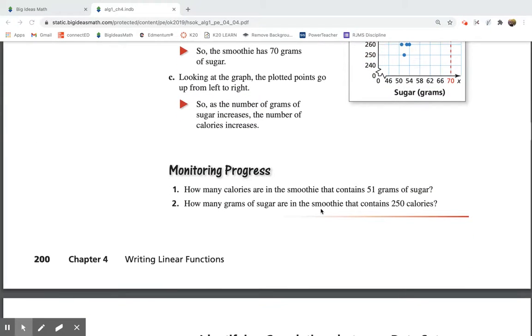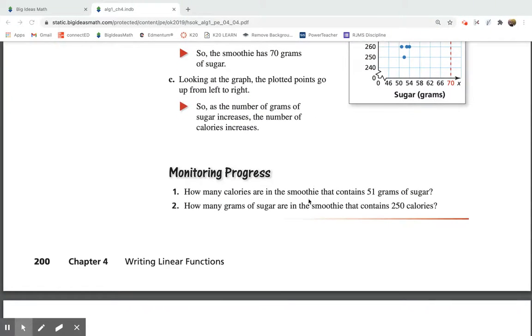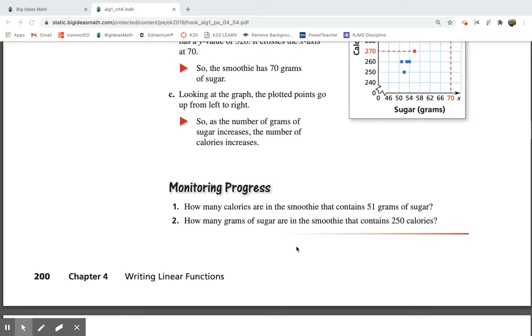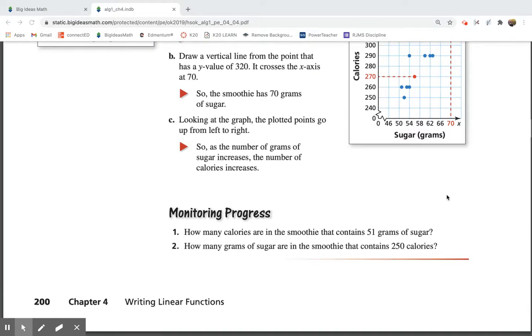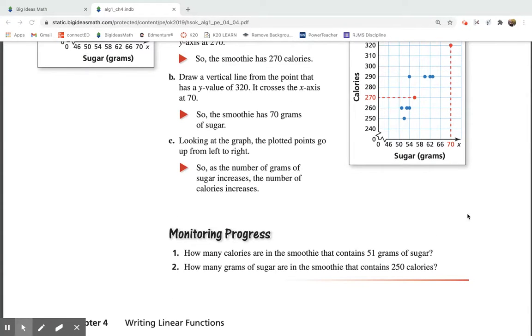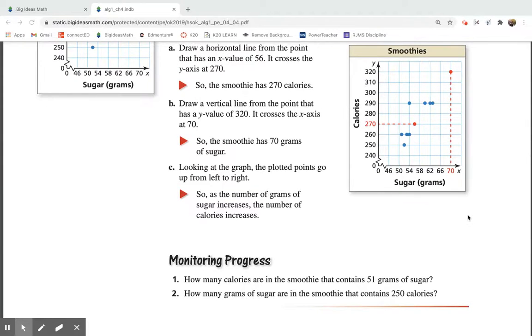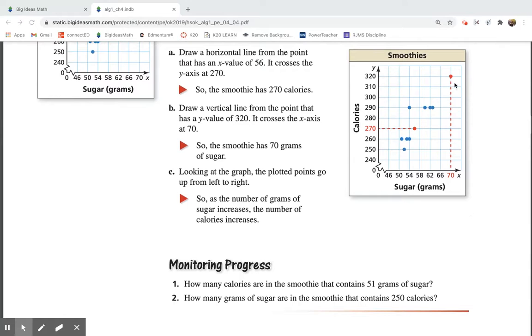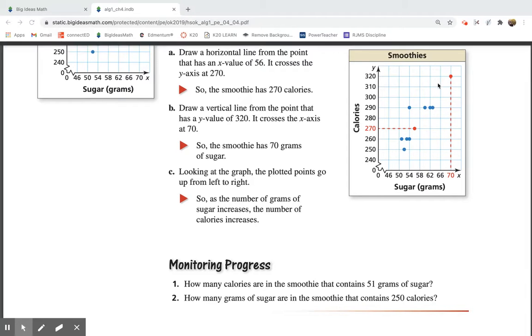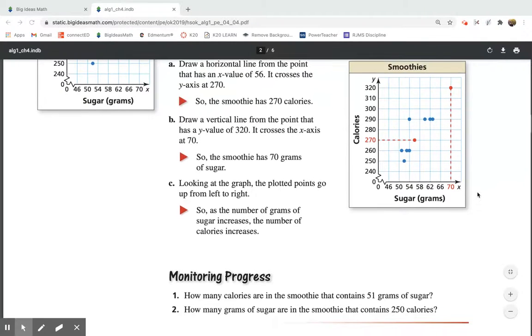Okay, so just based on that, you're going to try 1 and 2. It says how many calories are in the smoothie that contains 51 grams of sugar, and how many grams of sugar are in the smoothie that contains 250 calories. I'll scoot back up a little because you can use this graph as well. They're the same graph, just ignore the red lines. So you're looking at the same graph we just looked at to answer 1 and 2. Pause the video and then I'll go over it with you.